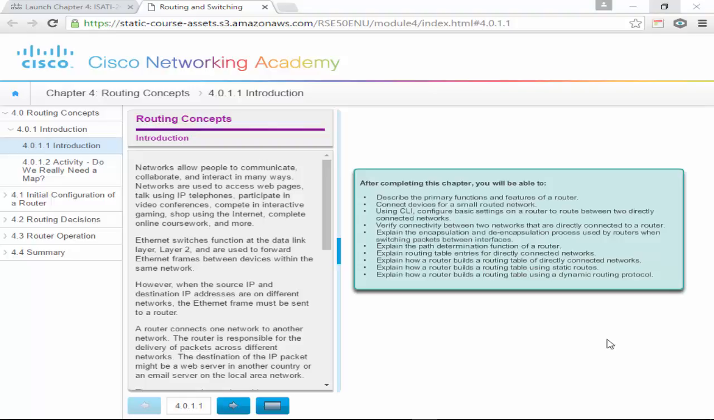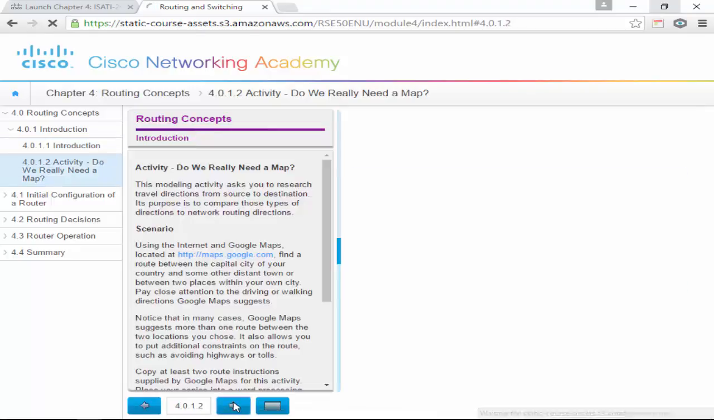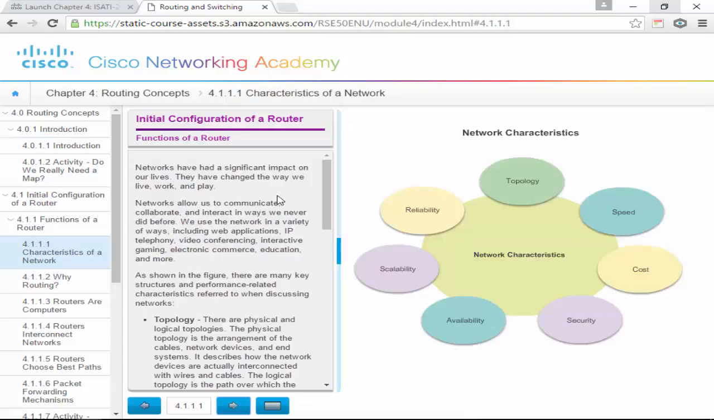Explain routing table entries for directly connected networks. Explain how a router builds a routing table for directly connected networks. Explain how a router builds a routing table using static routes. Explain how a router builds a routing table using a dynamic routing protocol. Alright, so good times here. Static routing and a little bit of dynamic routing.